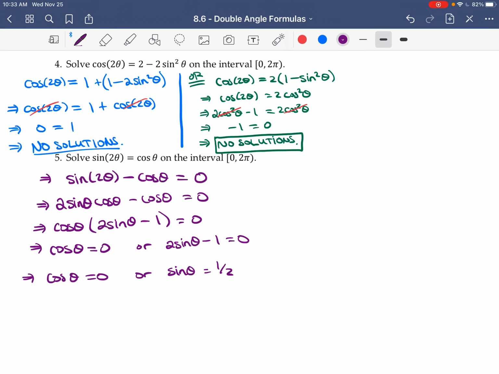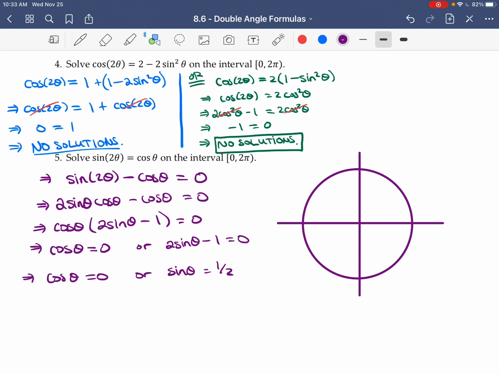So I'm going to just draw a circle over here. Okay, so cosine theta is equal to 0 when the x value is 0. So that's going to be up here and down here. Okay, so I'm just going to put that in blue so we know that's where that happens. So this is (0, 1) and (0, -1). Okay, so that's the angle pi by 2 or the angle 3 pi by 2. Okay, so we get those two solutions.